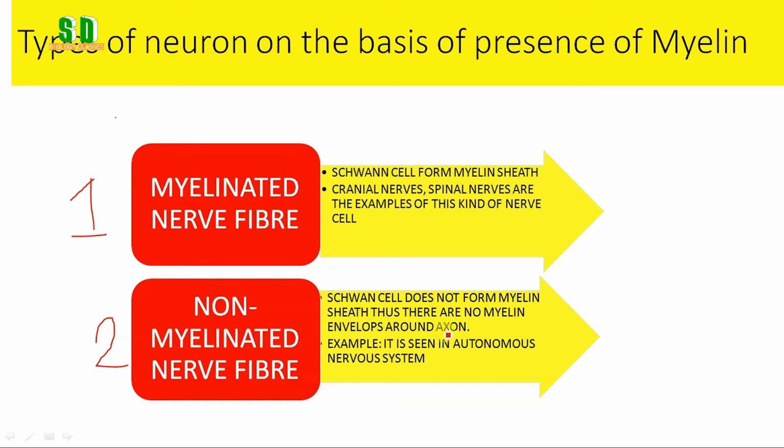Whereas, when SWANN cell does not form any myelin sheath and there is no myelin envelope around the axon, this kind of neuron is called non-myelinated nerve fiber or unmyelinated nerve fiber. Where can we see it? We can see it in the autonomic nervous system, the nerves of the autonomic nervous system.